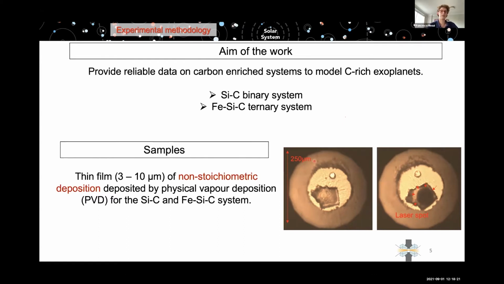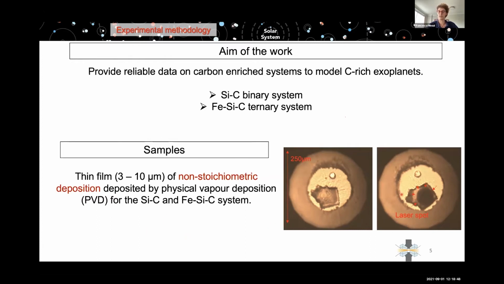The samples used for all the experiments were thin films of non-stoichiometric deposition realized by PVD, physical vapor deposition. These samples are exceptional for diamond anvil cell experiments because they are all at the same thickness. They are homogeneous at the nanograin scale. It's possible to choose the wanted stoichiometry. They couple really well with the laser, and it's possible to observe optically where the heating spot is.